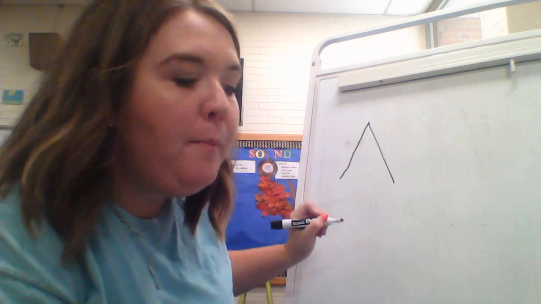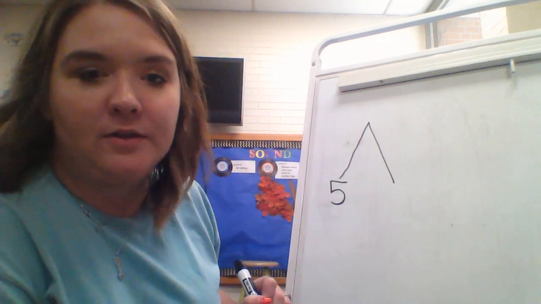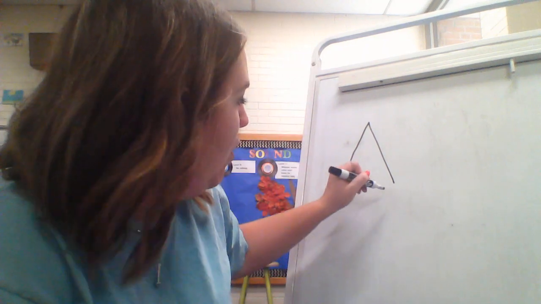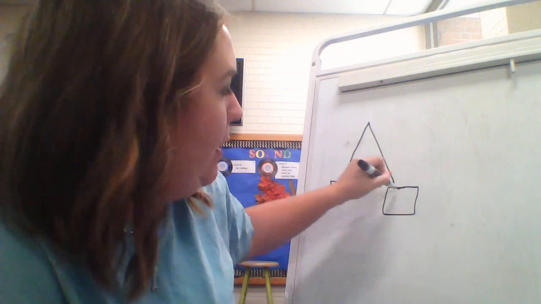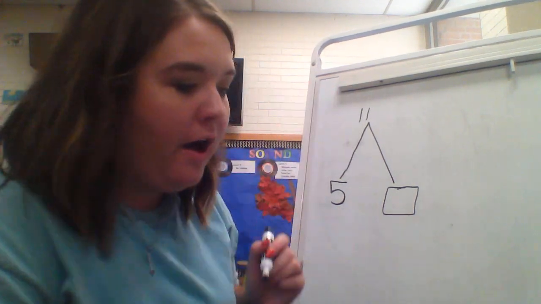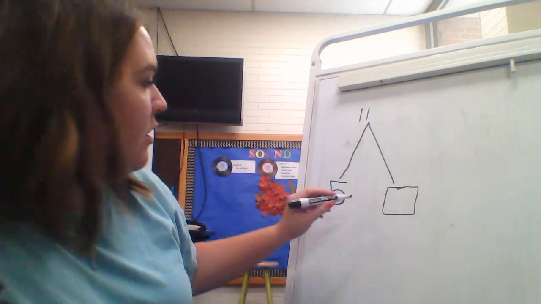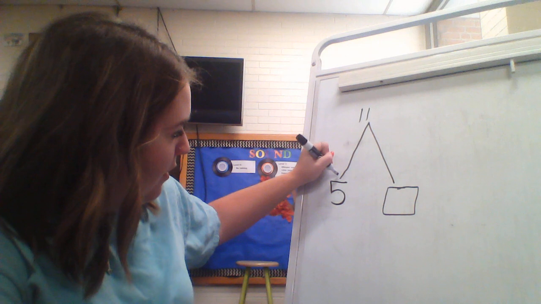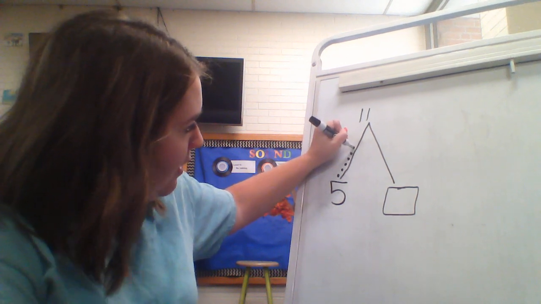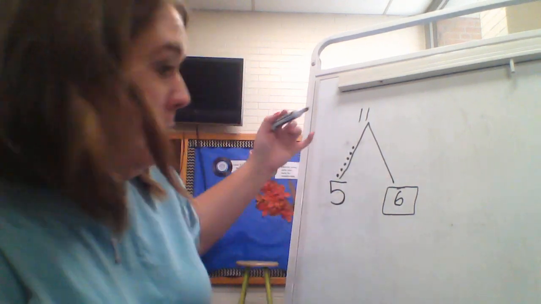Okay, Heather buys 5 puzzles at a yard sale. Then her brother gives her some more. Some more, we don't know how many more. Now she has a total, my total goes at the top, of 11 puzzles. How many puzzles did Heather's brother give her? So we need to solve this, so I'm going to count up. 5, 6, 7, 8, 9, 10, 11. And I made 6 dots. 6 is my answer.